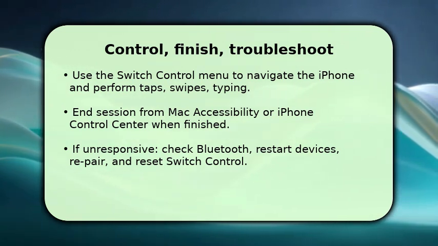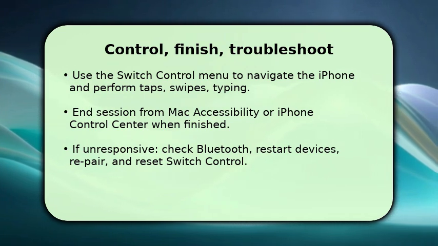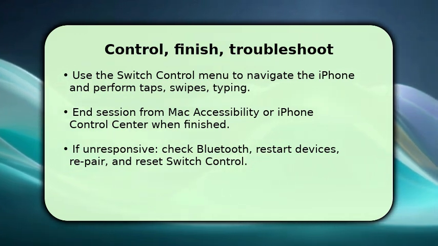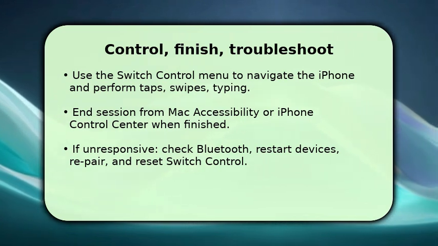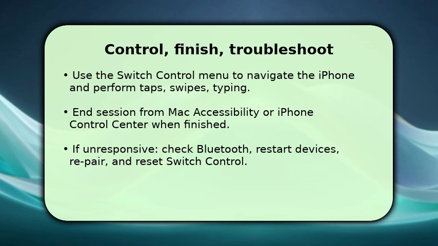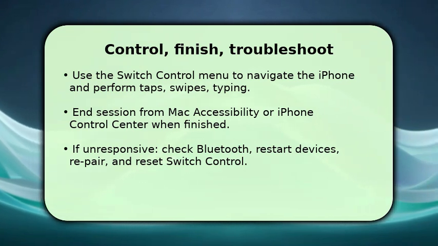If things go wrong, troubleshoot quickly. Make sure Bluetooth and Wi-Fi are active, restart both devices, and repair if needed. If problems persist, reset Switch Control settings and rebuild your switch mappings to eliminate configuration issues.